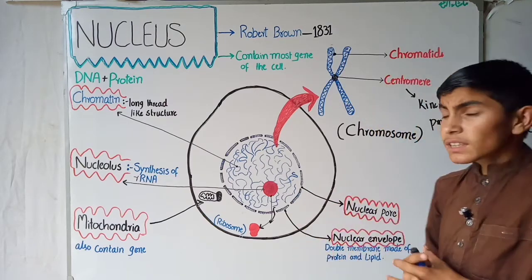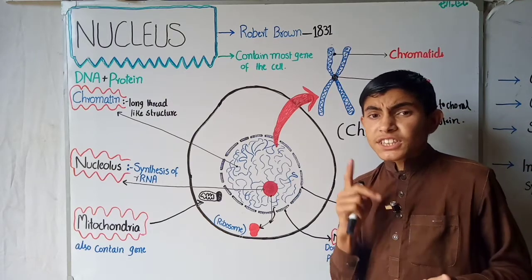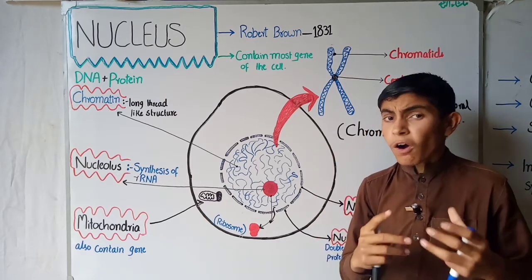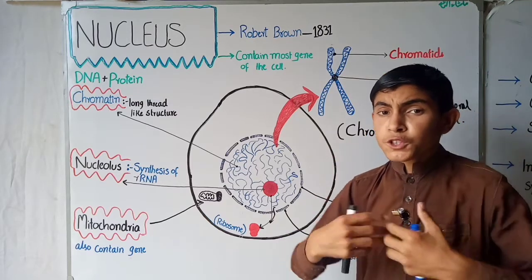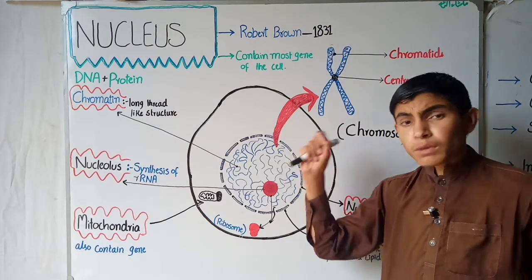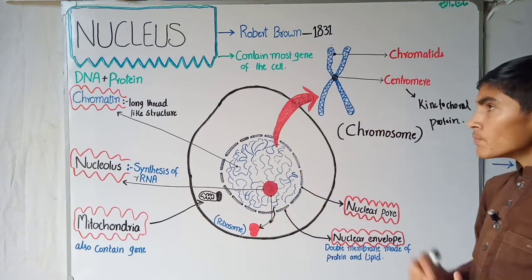But during meiosis, which is sexual reproduction, the number of chromosomes is halved, meaning that the 46 chromosomes will convert into 23. You will learn about it in meiosis, but now I am giving you only an idea.